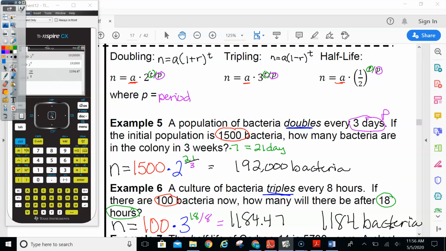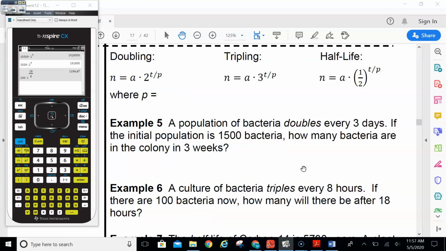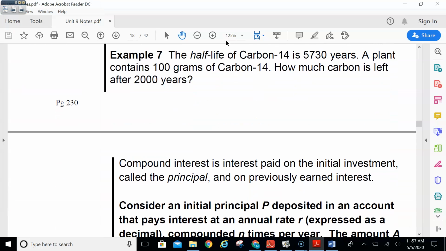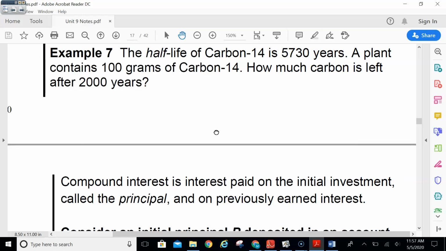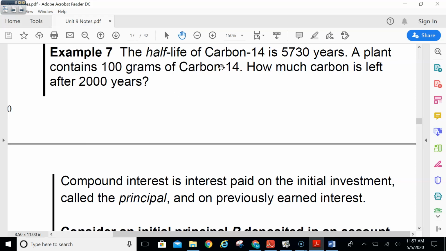Okay, so when you're given a population, you round to the nearest whole number. And then the last one, the half-life. These deal a lot with decay, so radioactive decay of a substance. So here the half-life of carbon-14 is 5,730 years. So that means it takes 5,730 years for it to cut in half. However much carbon is there, half of it is gone in 5,730 years.